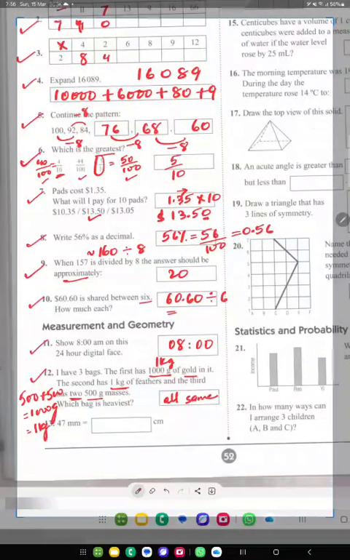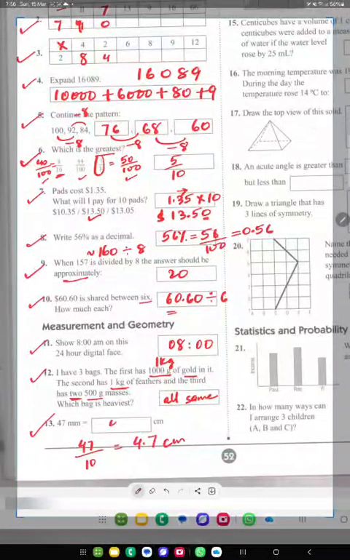Okay, then moving on to question 13. Let me just rub this. 47 mm to centimeters. mm to cm, you just have to divide by 10. Okay, which is 4.7 cm. Okay, so the answer is 4.7.